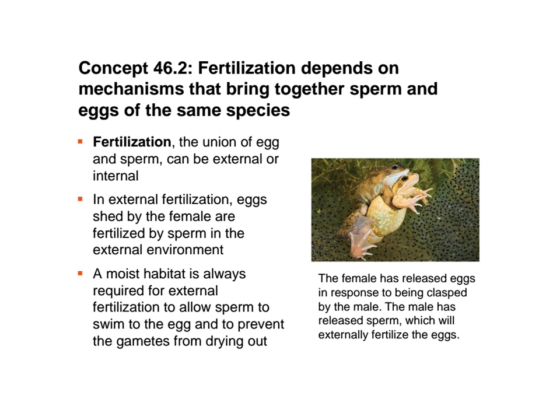Fertilization is the union of an egg and sperm, and fertilization may occur external or internal to the body of the animal. In external fertilization, eggs are shed by a female and then are fertilized by sperm in the external environment. External fertilization may happen in a moist or wet environment, which allows the sperm to swim to the egg, and the gametes don't dry out immediately.